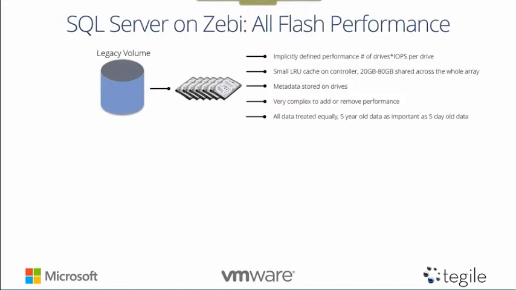And more importantly, all data on these drives, on these LUNs or volumes, is treated equally, meaning the 5-year-old data will be as fast to get to as the 5-day-old data, right? Unless your index happens to be cached in the LRU cache for a few minutes, where it speeds it up. It's very difficult to distinguish between that.